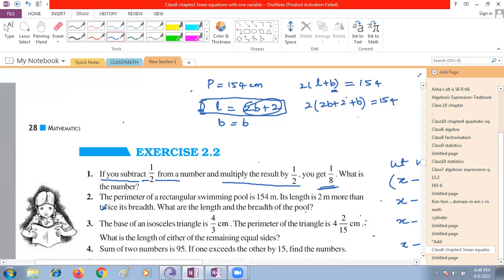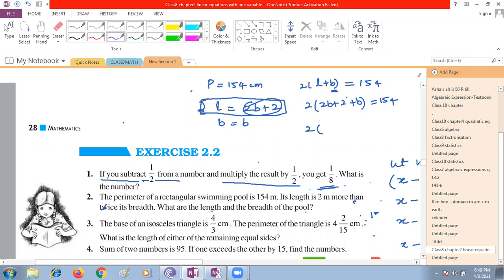Ma'am, but they said L is equal to B plus 2. No, ma'am, how did 2 become...? Siddhartha, once you read the question: twice its breadth, 2 meters more than twice its breadth. Twice means how many times? Into 2, 2 times. So that means 2B. 2 meters more also, not only twice. It is 2 more than twice of the number. Okay, yes, good.